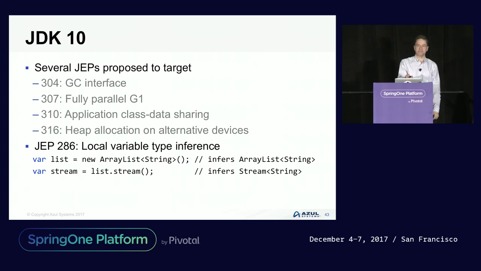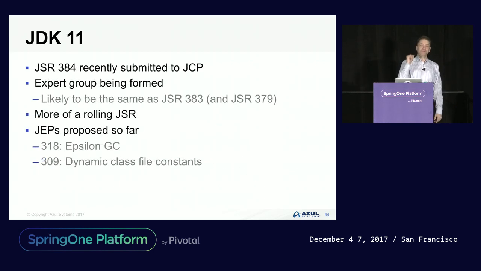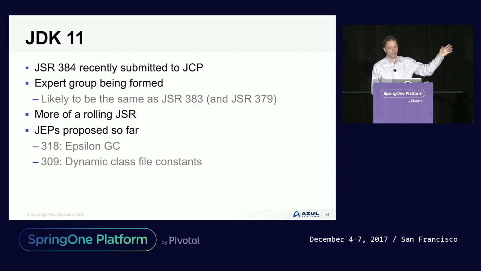So that's the decision. JDK 11. There is a JSR that's been submitted for this. The expert group is being formed at the moment. It's very likely going to be the same people who are already on the JDK 9 and JDK 10 expert group. The idea is to use the JSR and have it more of a rolling JSR, so you don't have to create a new one every time. Ideally, what we'd like to do is just update it each time we have a new version of the JDK. At the moment, there's not really much detail about that.